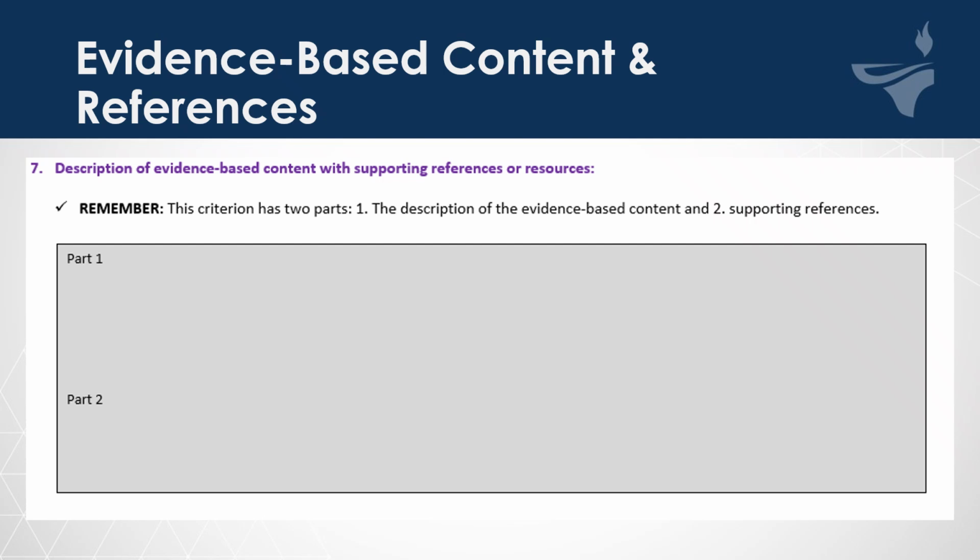Evidence-based content and references. This section has two parts: the description of the evidence-based content that will be provided during the learning activity and supporting references. The description of evidence-based content can be presented in various formats, such as a table or an outline or an itemized agenda or in a narrative format. Please note that for continuing education activities 6 hours or longer, an itemized agenda must be provided in addition to the description of the evidence-based content.